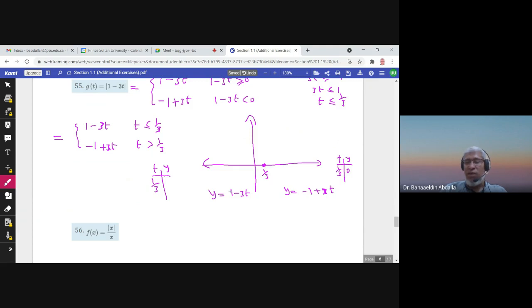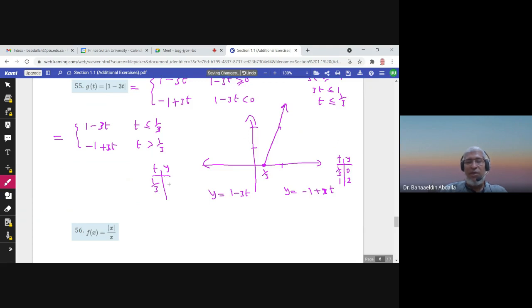So 0 is common. But to graph this one in this area, I'll choose t to be 1. So negative 1 plus 3 is 2. So if this is 1 over 3 and this is 1, at 1 it is 2. So this is this part.